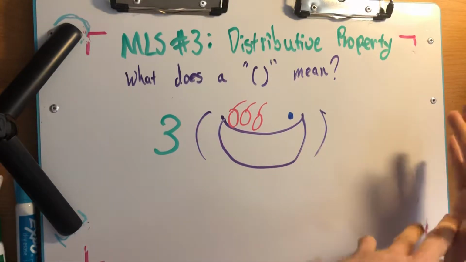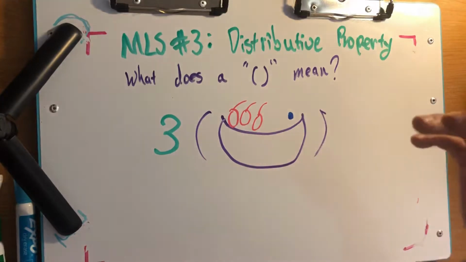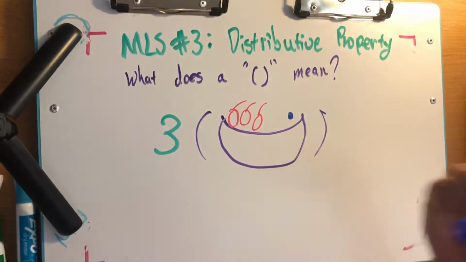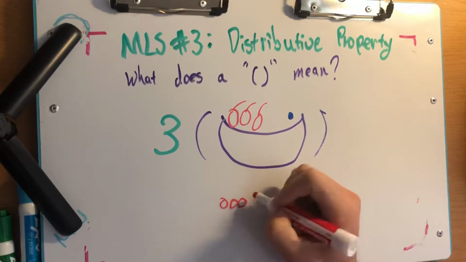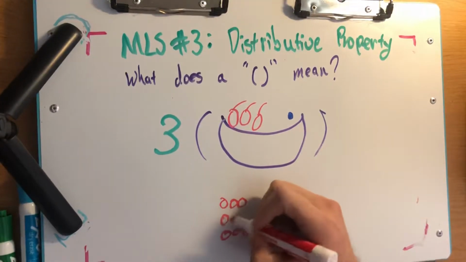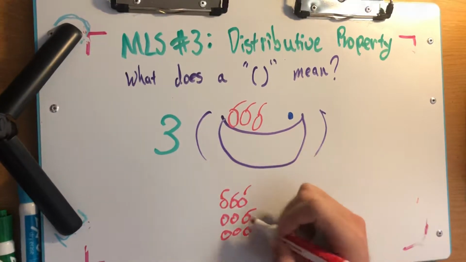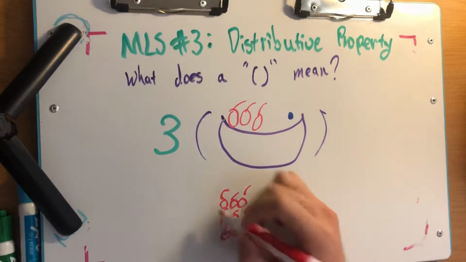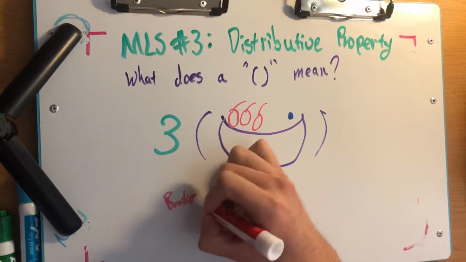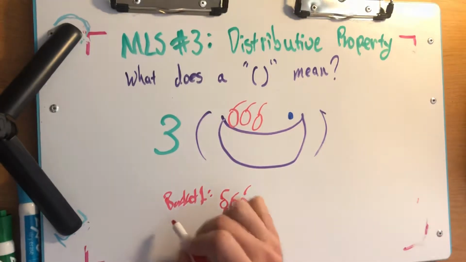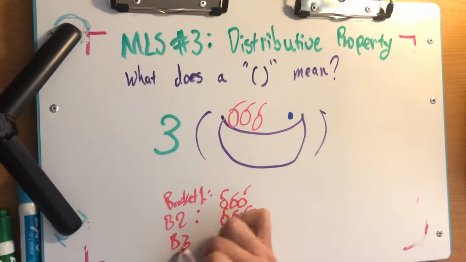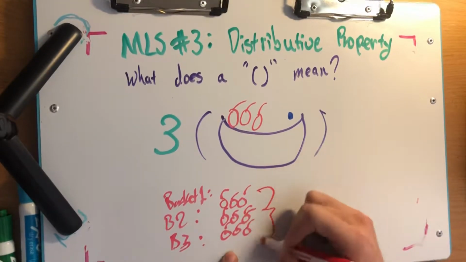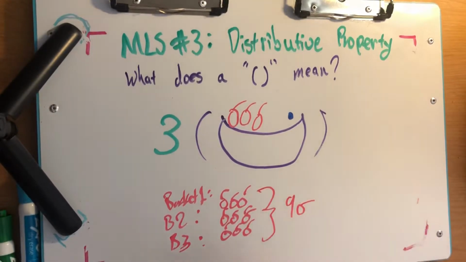So if we want to connect it to a real life example, say we bought 3 of these baskets and we want to know how many cherries do we have? Well, if we draw it all out, this is basket 1, basket 2, basket 3, and we end up with 9 cherries, right?